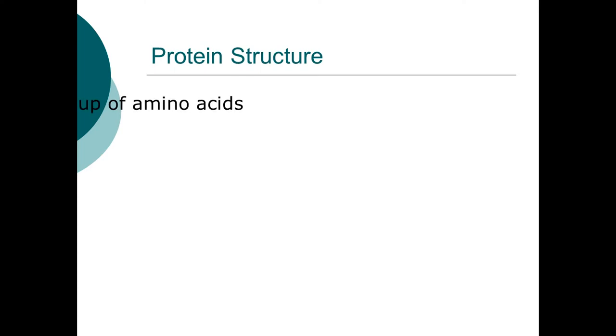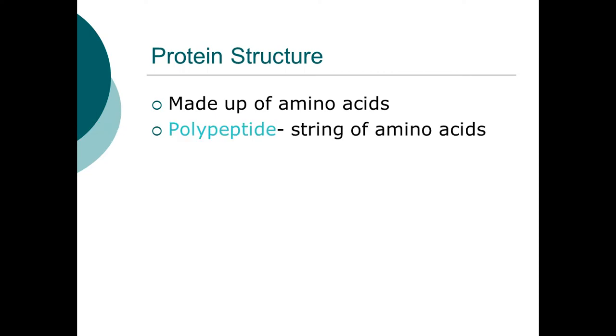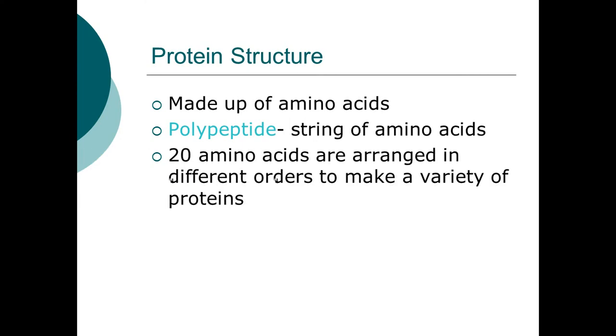Let's talk about protein structure. Proteins, remember we talked earlier that these are macromolecules. They are very large as far as molecules go, unlike things like water or oxygen gas or carbon dioxide. Proteins are made up of amino acids. Those are the subunits for a protein, the smaller parts. A polypeptide is a string of amino acids. Proteins are made in chains or strings. And there are 20 possible amino acids. These are arranged in different orders to make the variety of proteins that your body needs.